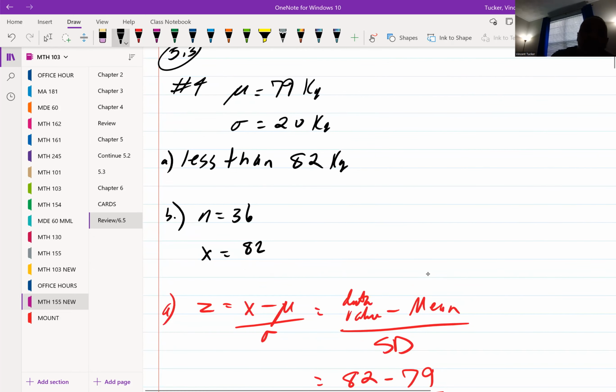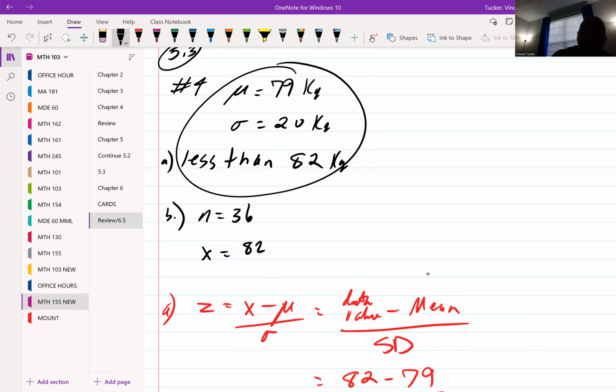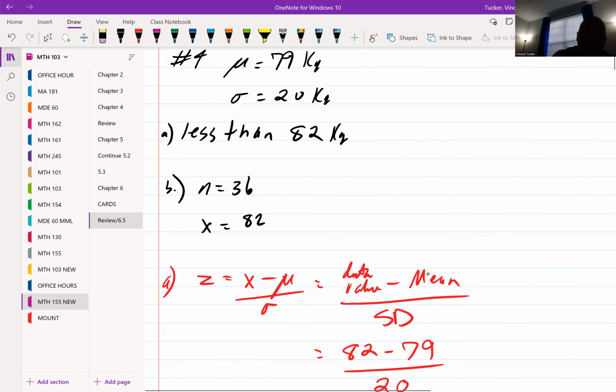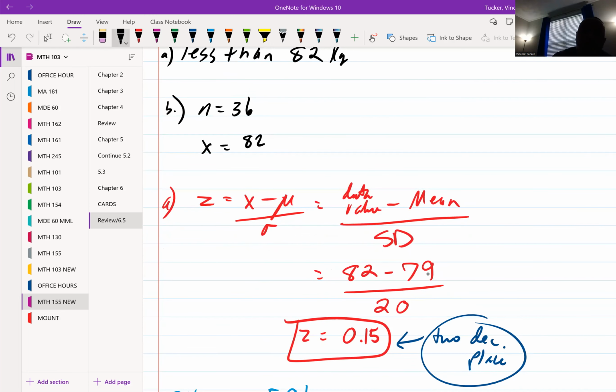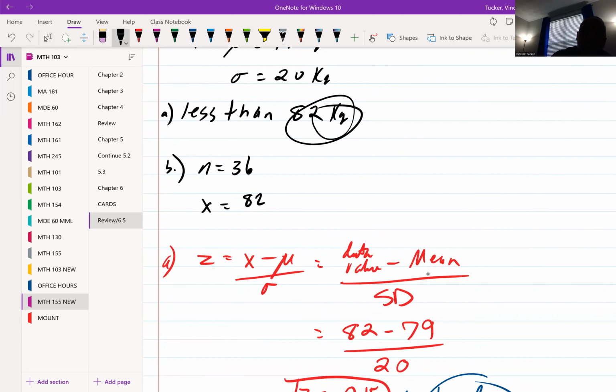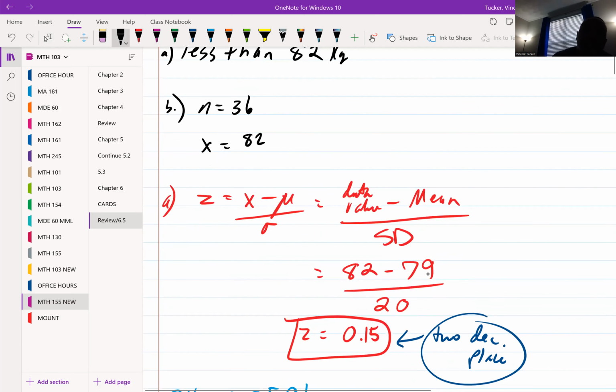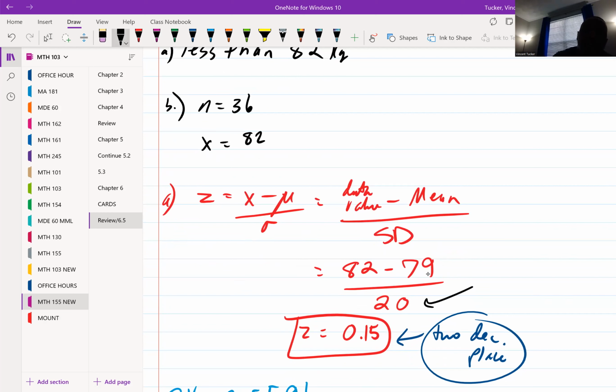With that type of situation, all you would do is just use your Z-score formula. Here are the symbols, but if you don't know the symbols, it's always your data value minus the mean divided by the standard deviation. And so that's why I have 82. The data value in question was 82. We're talking about being less than 82. The mean they gave us was 79. The standard deviation they gave us was 20. If you put that into the calculator, you get 0.15. And even if it ran longer than 2 decimals, you always want to round your Z-scores to 2 decimal places.